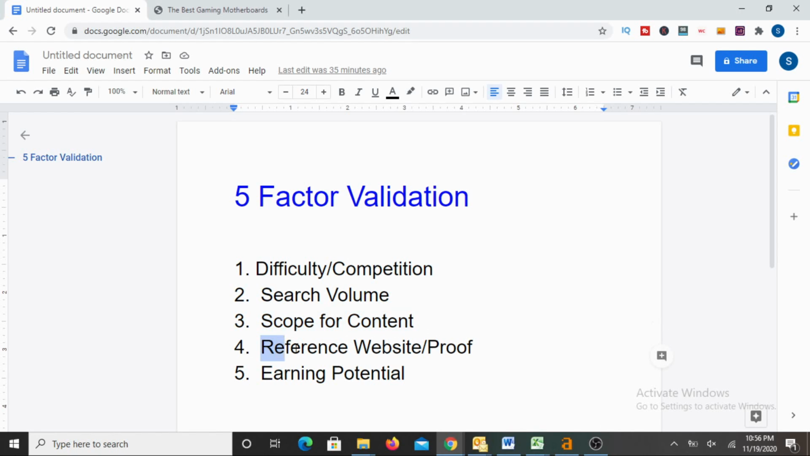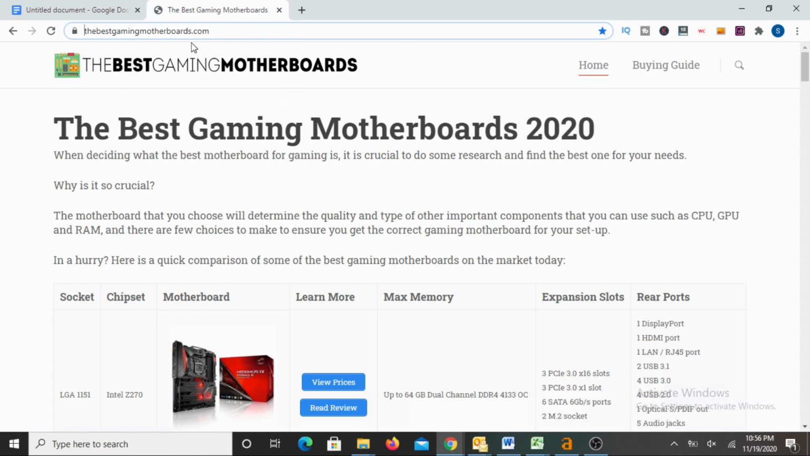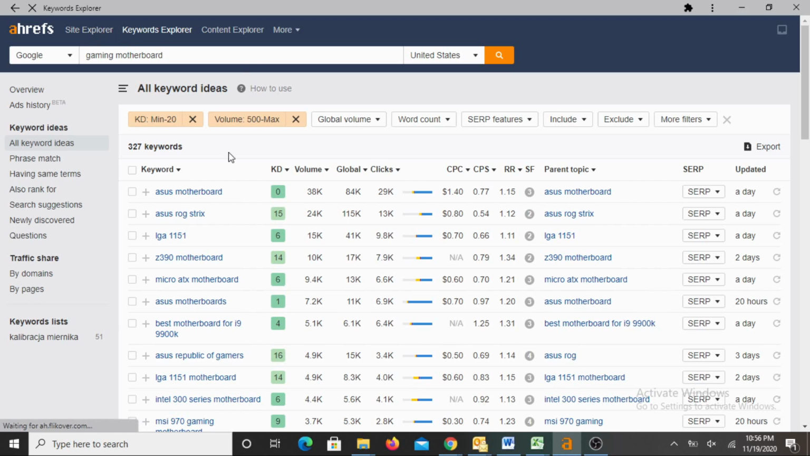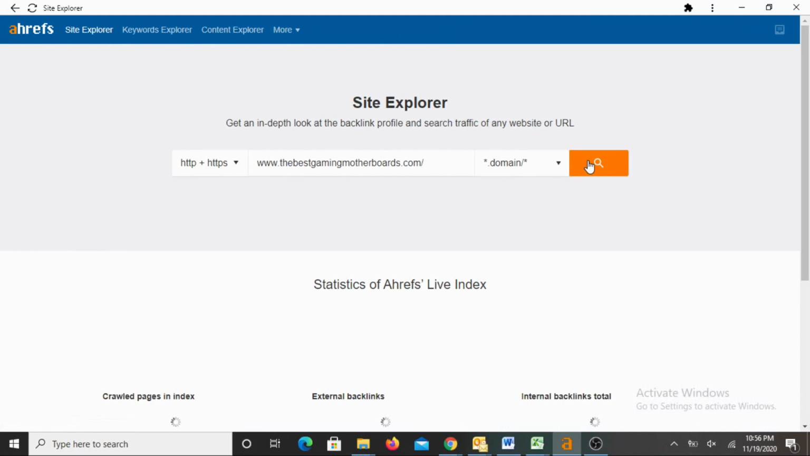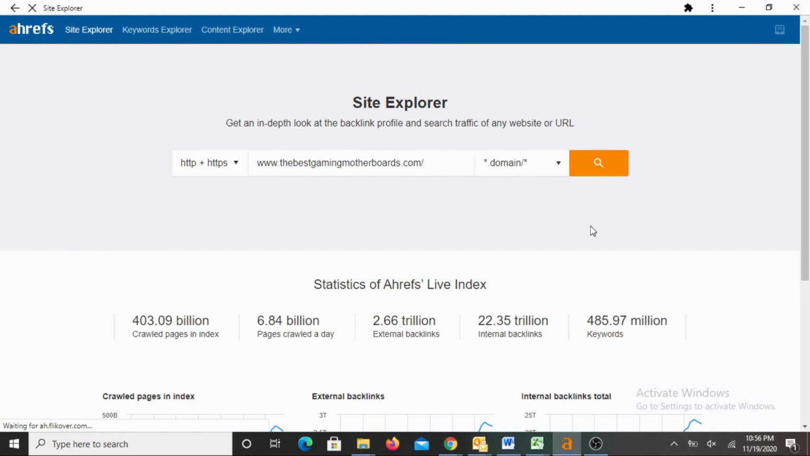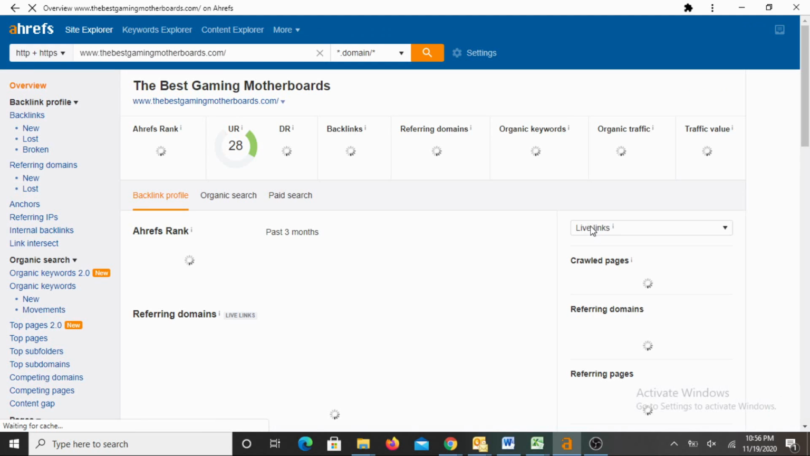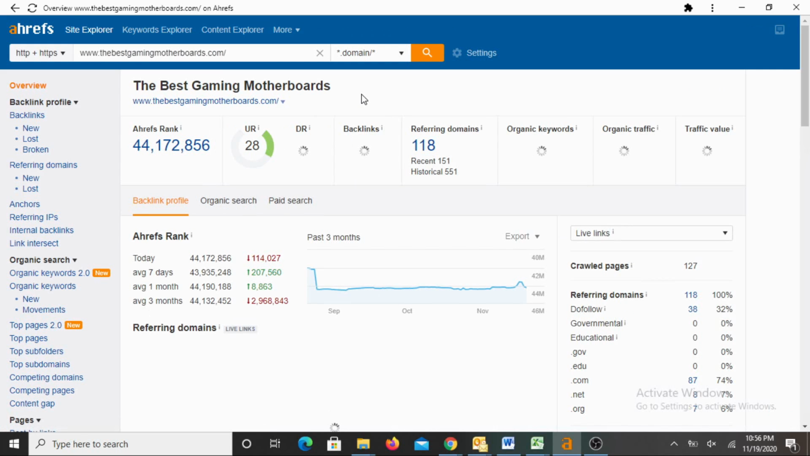The fourth validation, very critical, very important: do we have any reference site with low domain rating still performing very well, built on this particular micro niche? So I found one site. Here it is, thebestgamingmotherboards.com. So let's pick the site and look at the data points related to it, and see how it is looking. Let me key in the domain here, and then let's see how the search volumes and the keywords associated with this particular domain look.